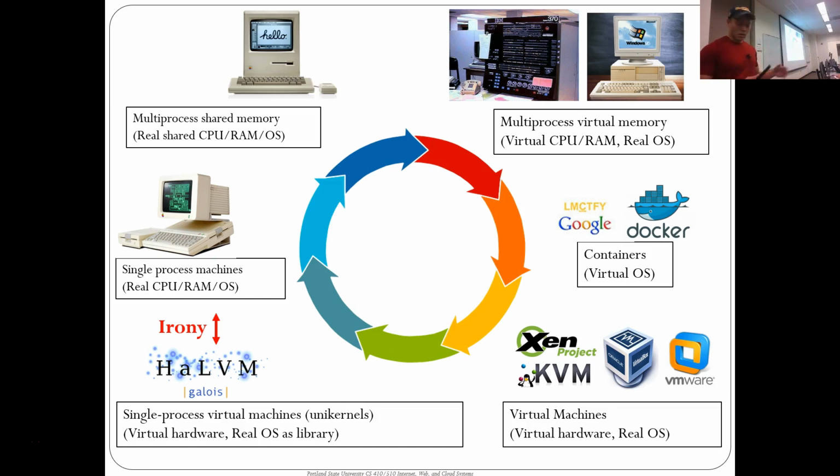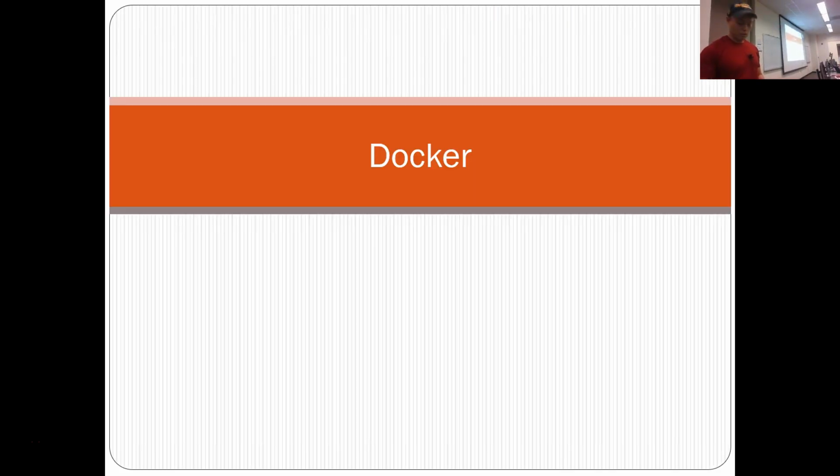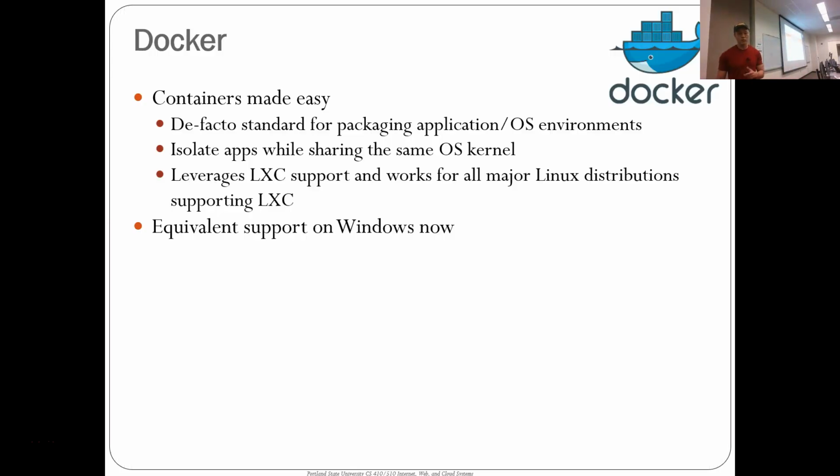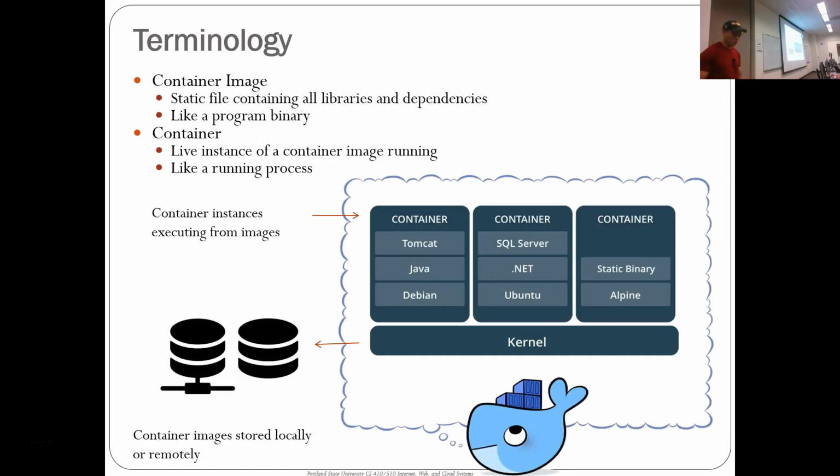Okay. So since a lot of you have experience with virtual machines and operating systems, what you're likely not to have experience with is Docker, which is the de facto standard container system. Docker made containers easy. This is why it took over the container world. It's become a de facto standard for implementing application and operating system environments for you to then deploy software for. Okay. So to introduce Docker, I need to go through some terminology.